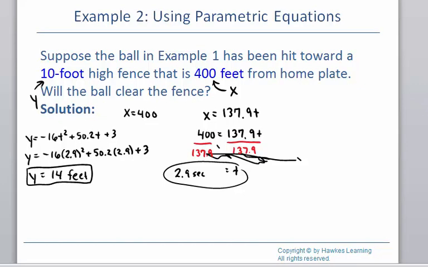Okay, so what does this tell me? This tells me that at 2.9 seconds, the ball has a height of 14 feet. And so the question is, will it clear that 10-foot fence? Yes, the ball will clear that 10-foot fence because the height of the ball is 14 feet. All right, and so we can go ahead and answer yes to this question.